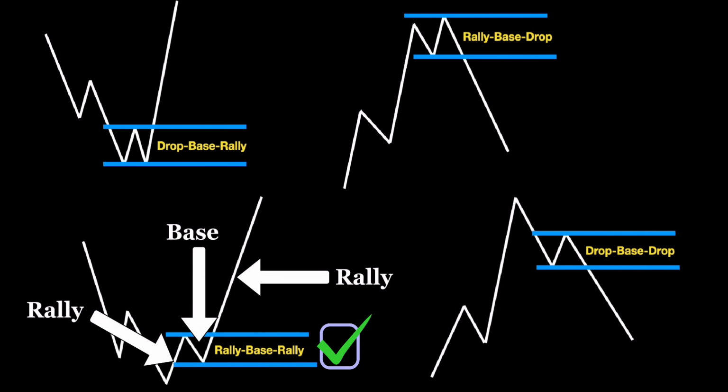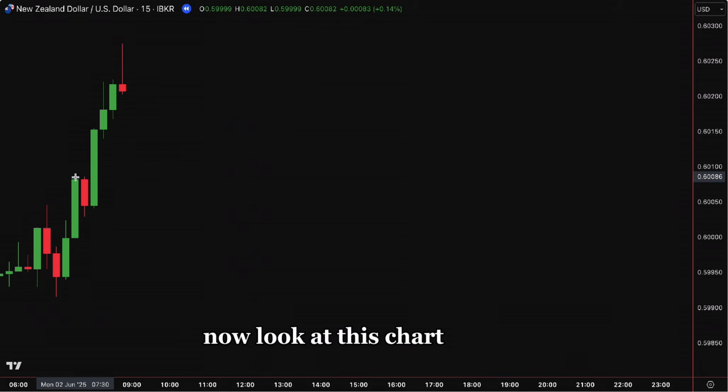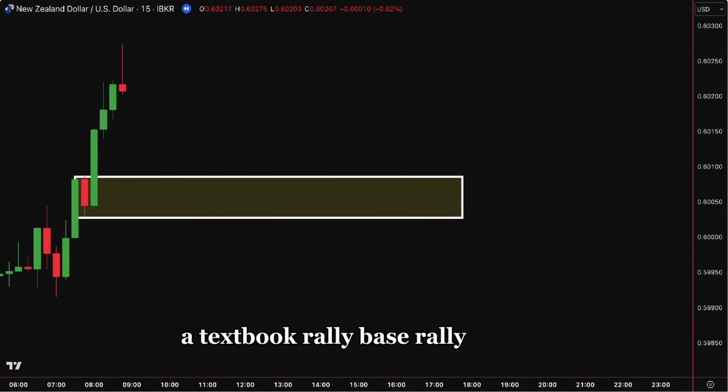This pause in price action is where institutions are quietly reloading. They're not exiting, they're preparing for the next move. And when the market breaks out of the base with another rally, it confirms one thing: buyers are still in control. Now look at this chart, a textbook rally-base rally.